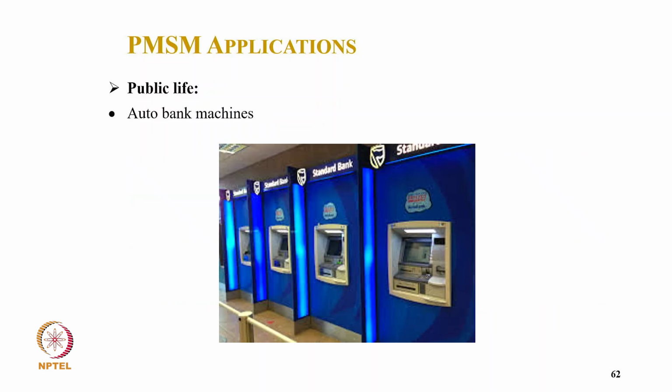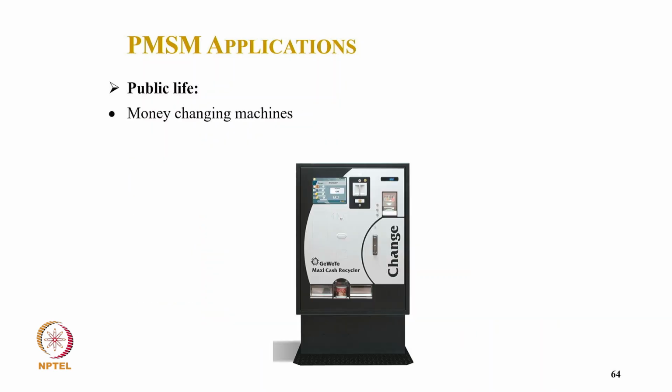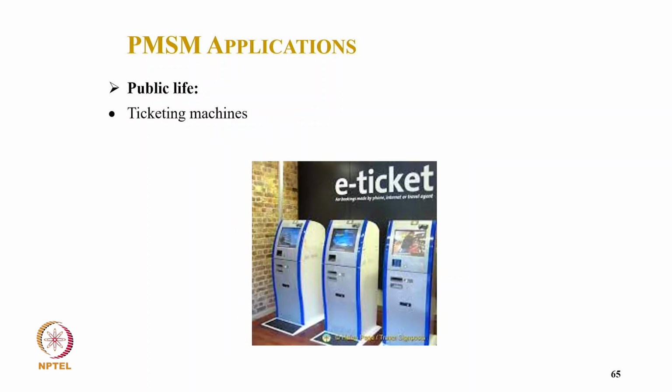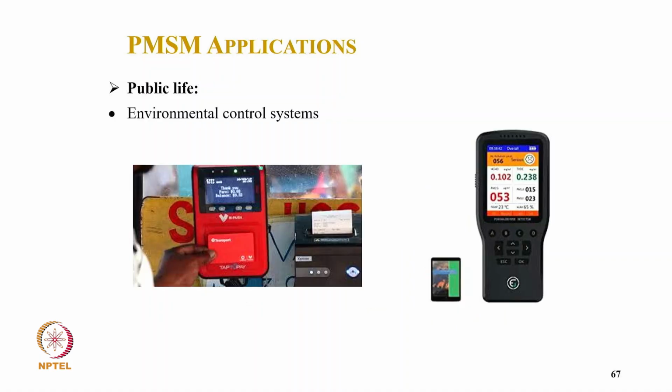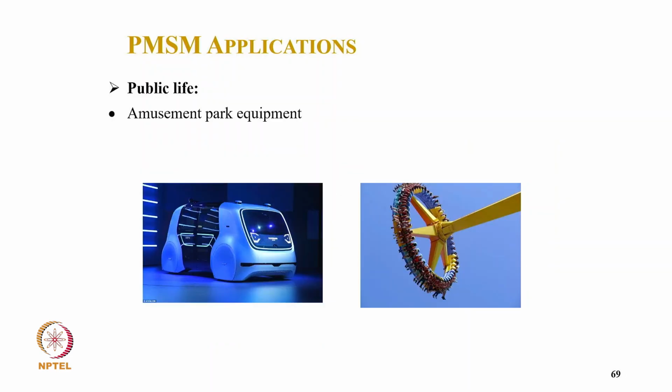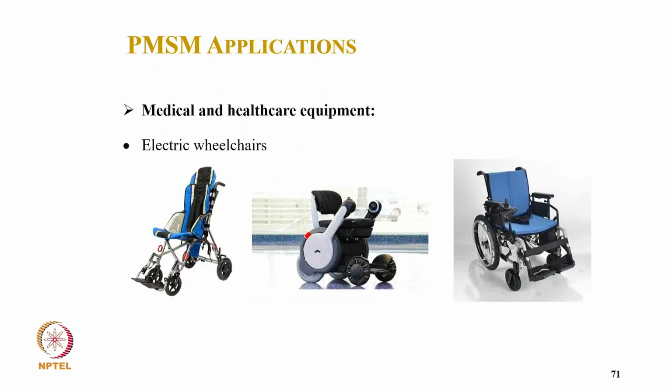Then coin laundry machines. Then auto bank machine, auto vending machine, money changing machines, and ticketing machines. Then barcode scanner at supermarket. Then environmental control systems and clocks, amusement park equipment. Then medical and healthcare equipment, especially dental hand pieces, dentistry drill.